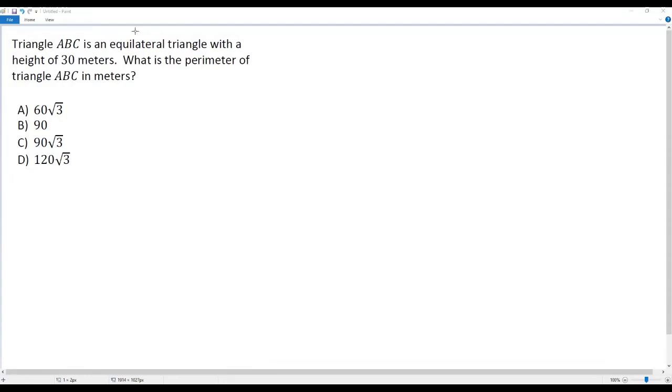Here we have a set math problem. Okay, let's go to the question. Triangle ABC is an equilateral triangle with a height of 30 meters. What is the perimeter of triangle ABC in meters?